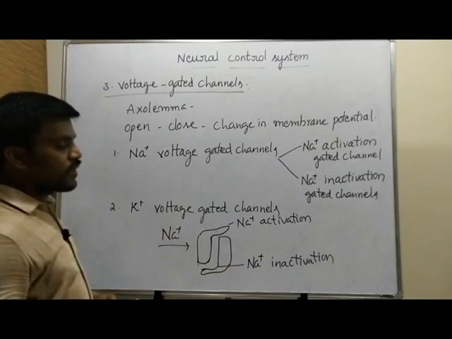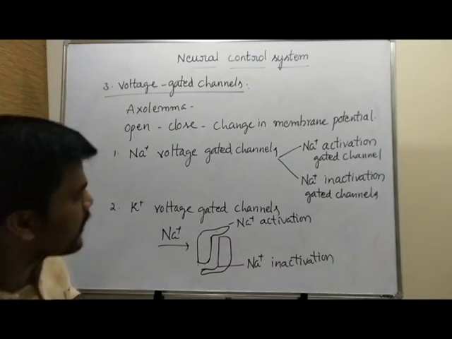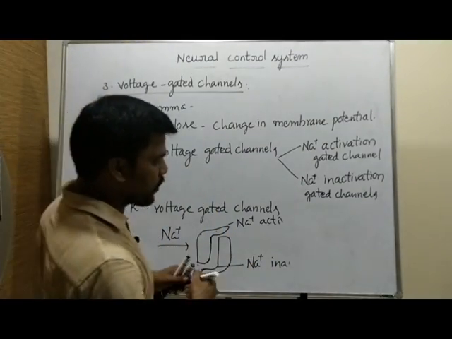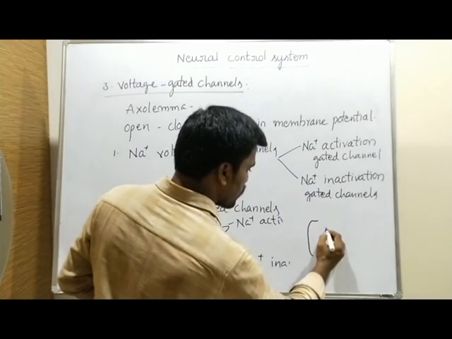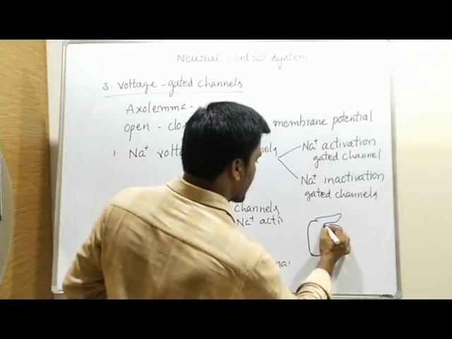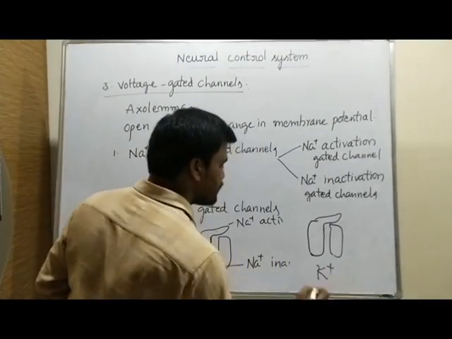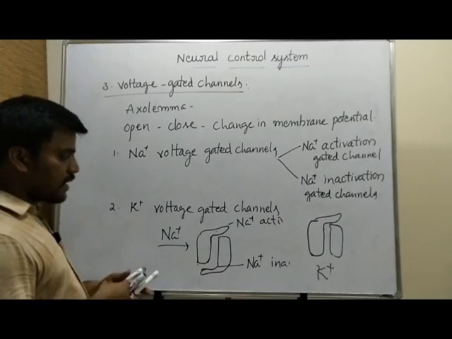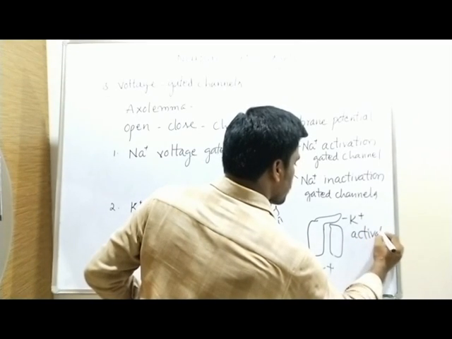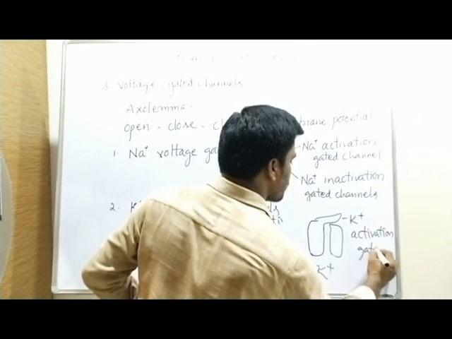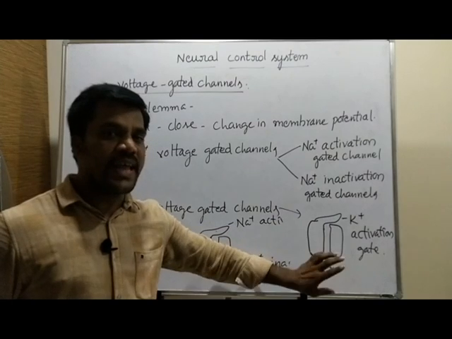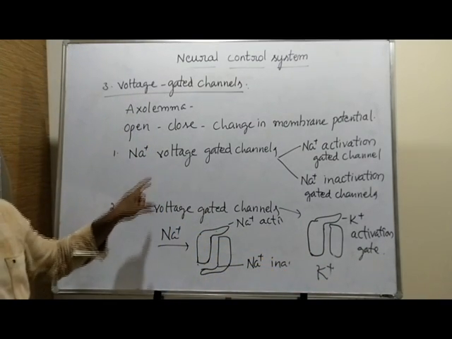And the potassium voltage gated channel. In potassium, only one type is present. If you take one potassium gate, this is the potassium voltage gate. It has only an activation gate. So the potassium channel consists of only the potassium activation gate. There is no inactivation gate. These are the two types of voltage gated channel.